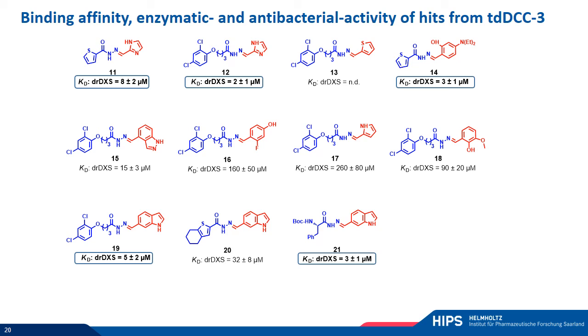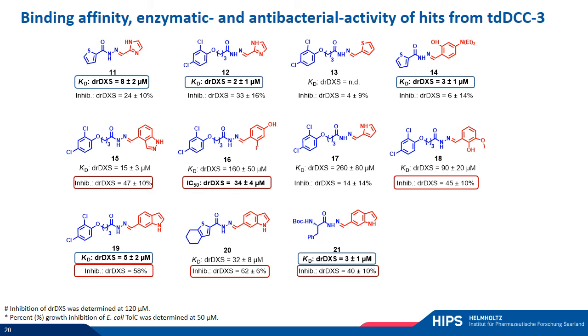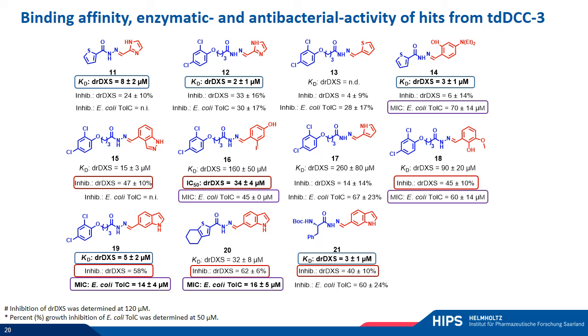When we evaluated these 11 hits for their inhibitory activities, 6 compounds emerged as moderate inhibitors for DXS, similar to the hits from the first and second round of DCC, out of which compound number 16 showed the best IC50 value of 34 micromolar. However, 5 hits showed improved antibacterial activity against E. coli, out of which compound number 19 and 20 featured the best MIC value around 15 micromolar.